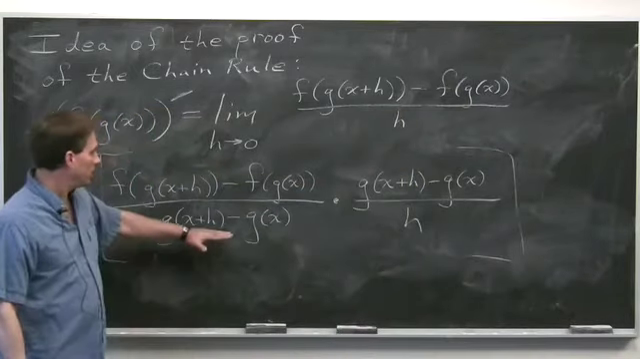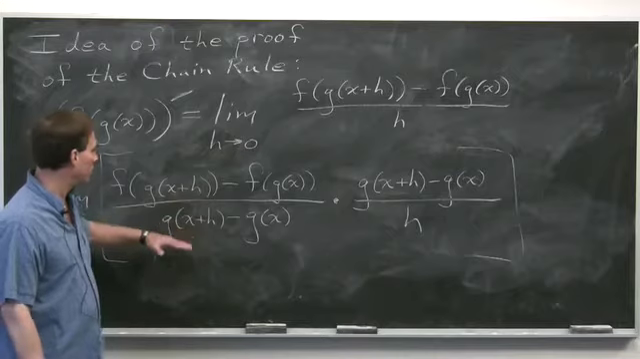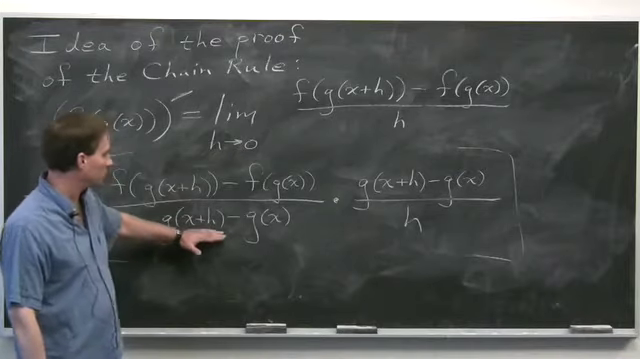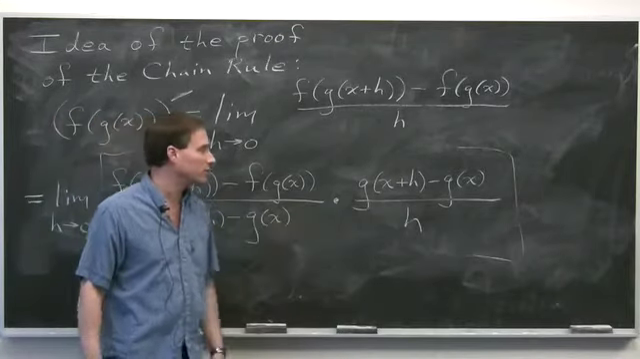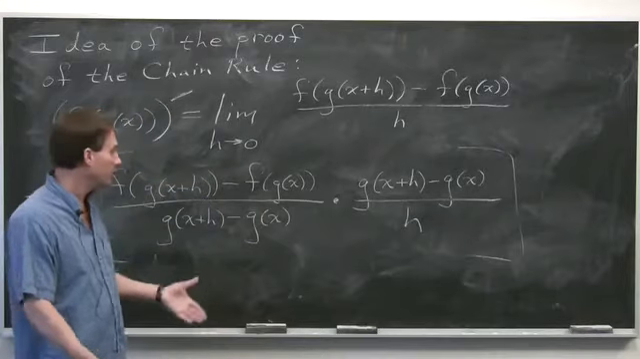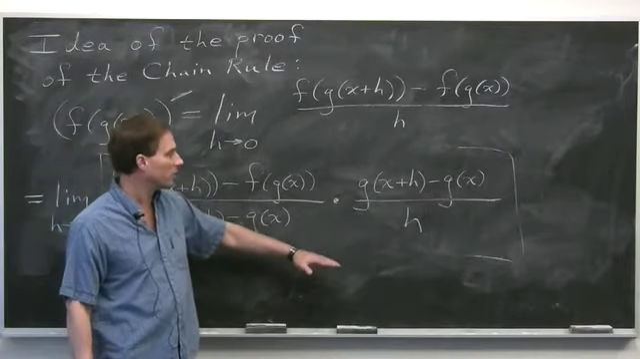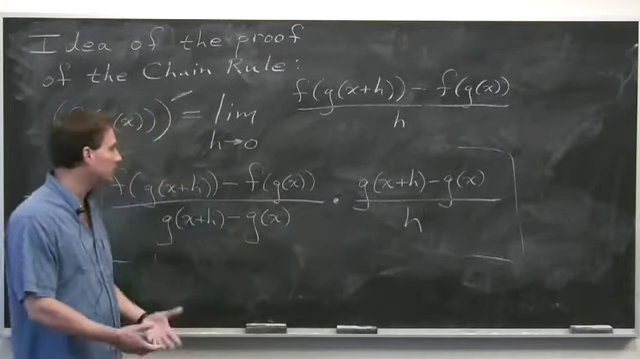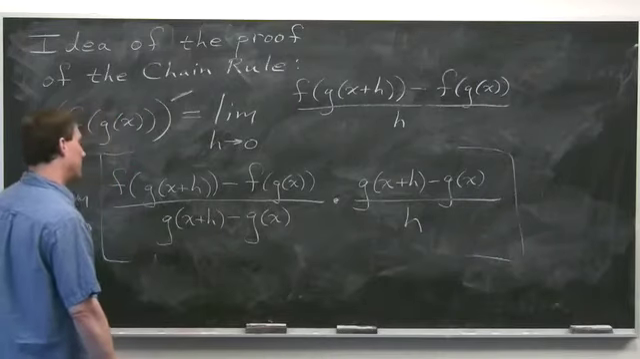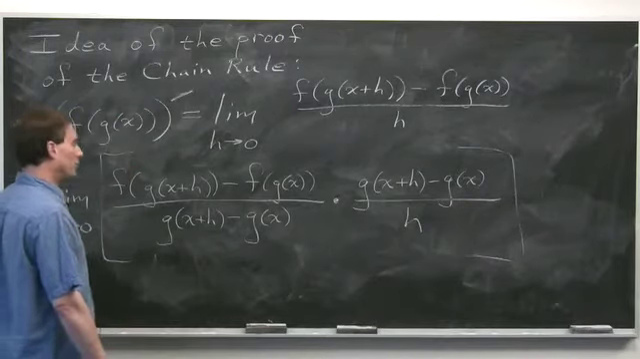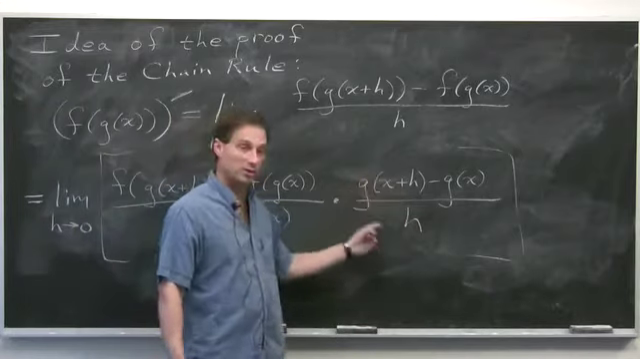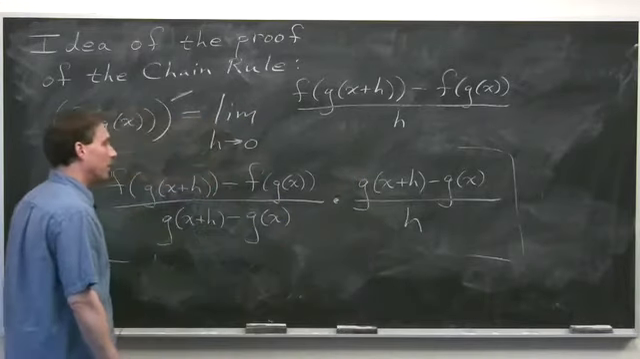Right? And so this is the same as what we had, because the g of x plus h minus g of x here cancels with the g of x plus h minus g of x there. So, I mean, that's the multiplication by 1. We multiply the numerator and denominator by the same thing, so they cancel. Why is this useful? Well, as h approaches 0, this part is certainly g prime of x.